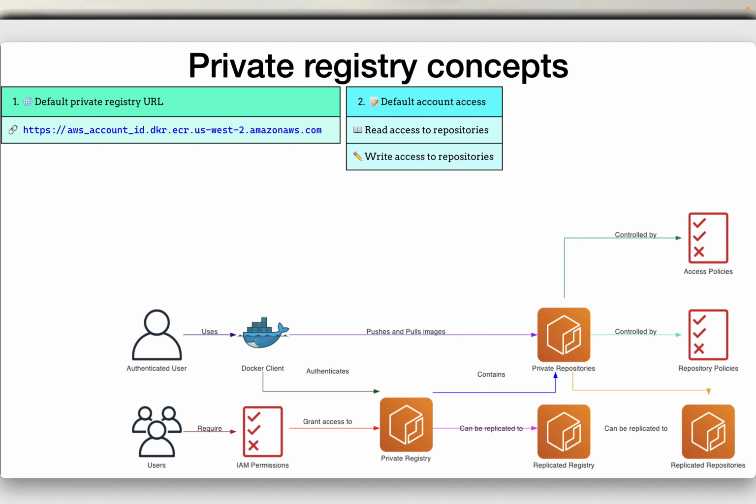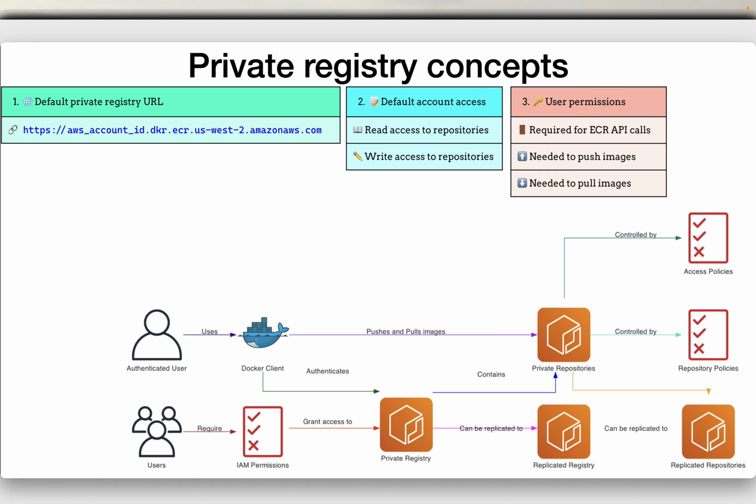By default, your account has read and write access to the repositories in your private registry. So we are talking about repositories which are part of the registry. You have only one registry, but you can have multiple repositories. However, users require permissions to make calls to the Amazon ECR APIs and to push or pull images to and from your private repositories.